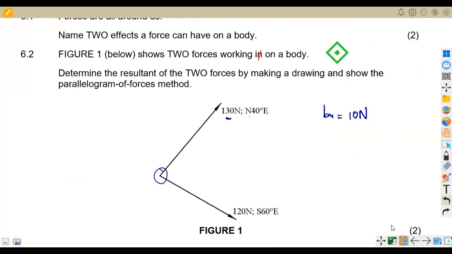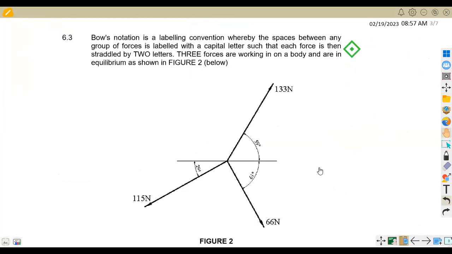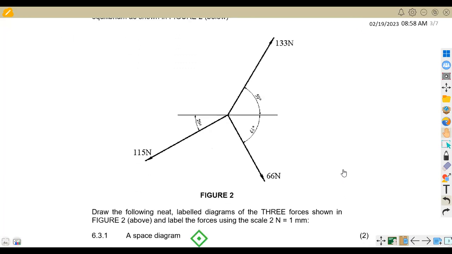Let's see what we are given on 6.3. We are given that Bow's notation is a labeling convention whereby the spaces between any group of forces are labeled with a capital letter, such that each force is then straddled by 2 letters. 3 forces are working on a body and are in equilibrium as shown in Fig 2 below. All right, so these are the forces that we have which are in equilibrium, okay? So let's check the question that we are given.